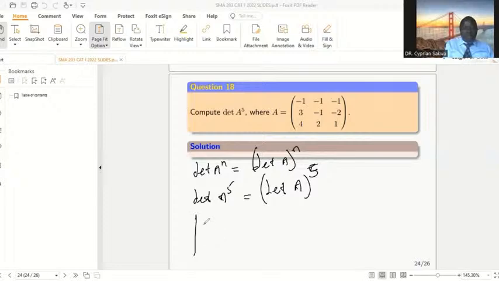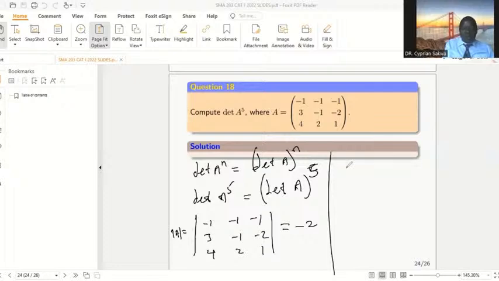Let's first find the determinant of negative 1, negative 1, negative 1, 3, negative 1, negative 2, 4, 2, 1. This one you can do at your own time. I did this and found the determinant to be negative 2. So this is the determinant of A. What about A raised to 5? This is the same as negative 2 raised to 5. At your own time, try and do it slowly. Once you know this, it becomes very easy.